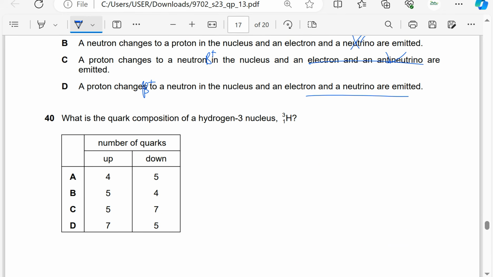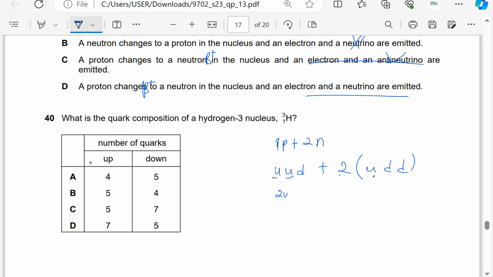And lastly, what is the quark composition of a hydrogen 3 nucleus? So this one has 1 proton plus 3 minus 1, which is 2 neutrons. So 1 proton is up, up, down, plus 2 neutrons, each neutron is up, down, down. So you have 1, 2, up, 2 times 2.